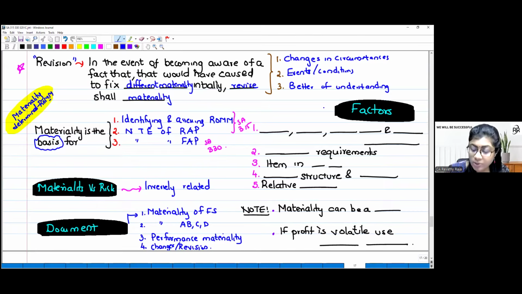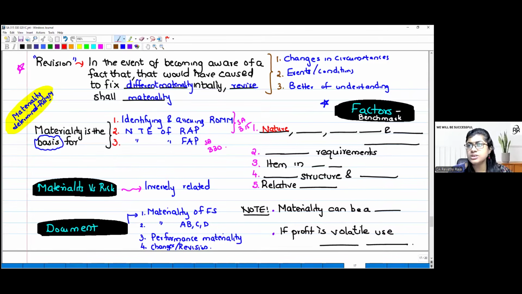Very, very, very important. They can ask you a descriptive question. Fix the materiality. Danya, you fix, right? What factors will you keep in mind? Factors affecting materiality benchmark. Benchmark means standard. So there are 5 factors. Can you support me? First, it depends upon the nature of entity. For a manufacturing entity, it's different.